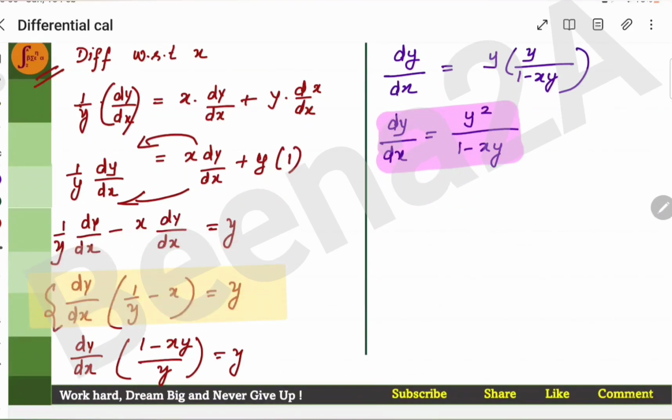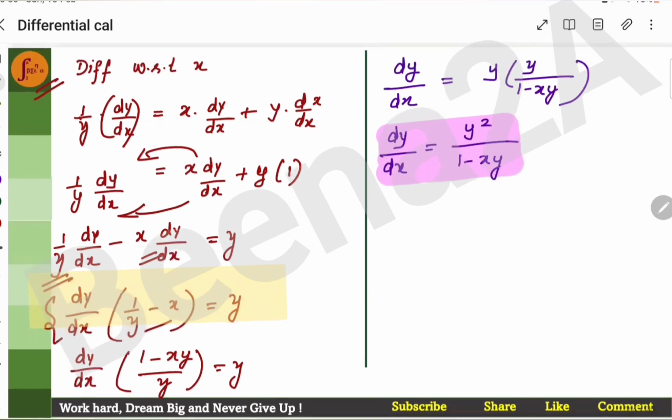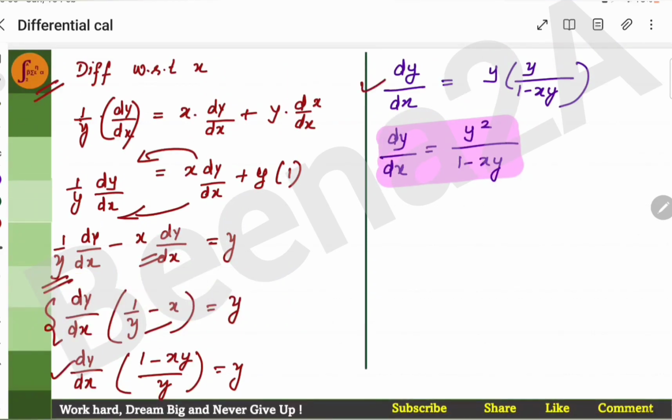Take dy by dx as common. So I'll be left with 1 by y minus x. Right? Now you take the LCM here. So y(1 minus xy). Now you only have to find dy by dx. Shift everything to the other side. It will become the reciprocal when you shift this. So y by 1 minus xy. So it will be y square by 1 minus xy.